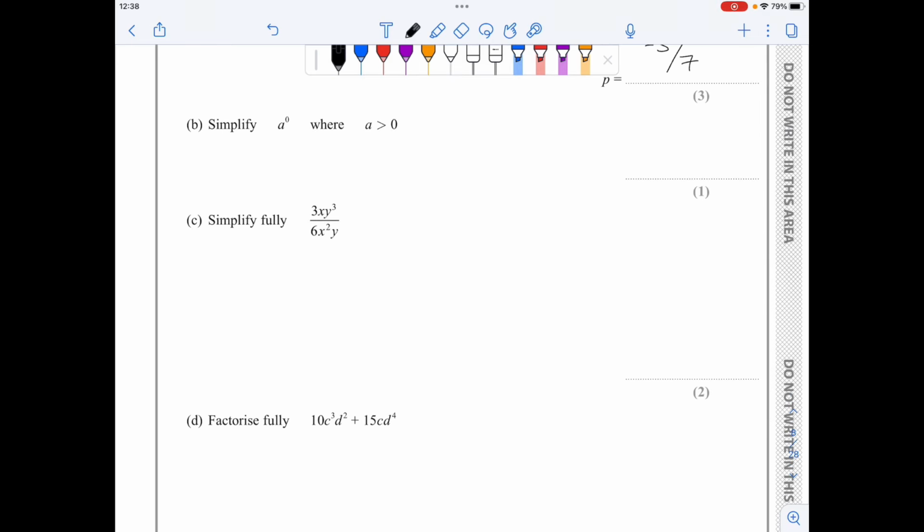For part B, anything to the power of 0 is 1. And then in part C, I'll just rewrite these with larger letters. So I can do various simplifications here. I can simplify the 3 with the 6. I'll have a 2 left. I can cross out the x with the x squared. I'll have an x left. And finally, the y with the y cubed. I'll have a y squared left. So my final answer is y squared over 2x.